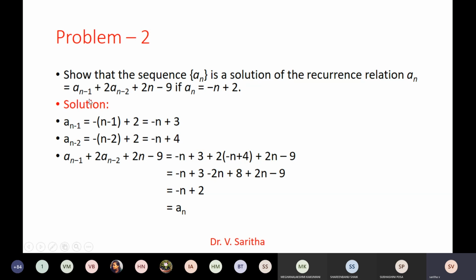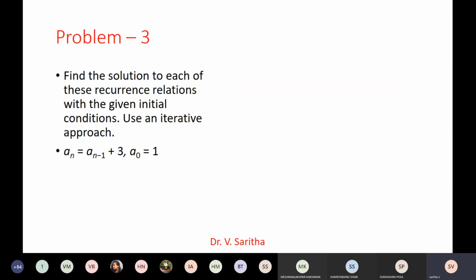So we have considered the RHS and we have shown that it is equal to the LHS actually. So because we were able to prove that LHS is equal to RHS, obviously a_n equal to -n + 2 will become the solution of this recurrence function or recurrence relation. Okay, now try to solve this one.